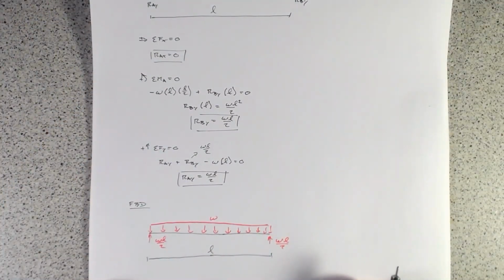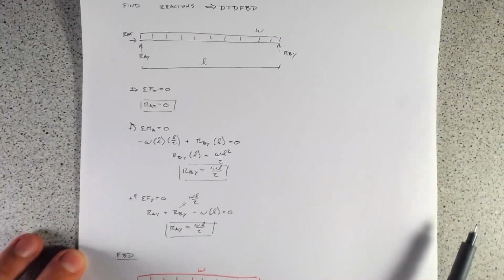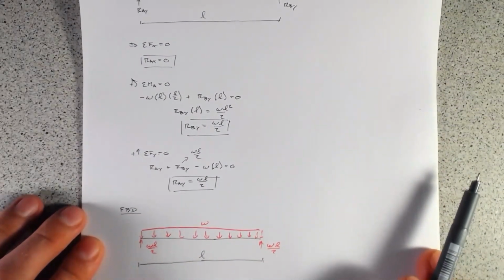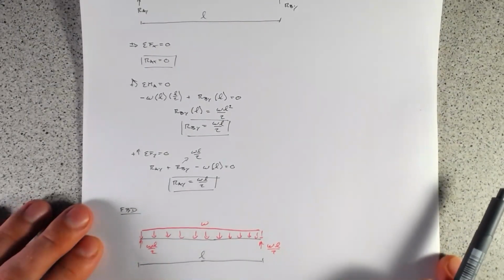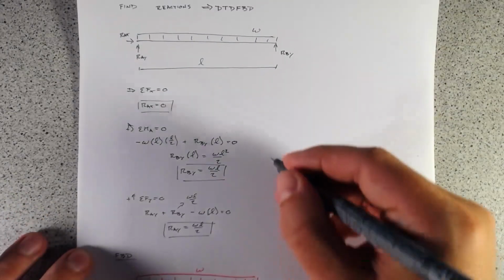As I said, the thing we always want to do is double check: does this make sense? Does this fit with what our intuition would be? And it does. We have a symmetric system. We would imagine that the reactions would be the same. The other thing that we should always do when we're doing a statics problem is do a statics check, just to make sure that the reactions which we have are correct.